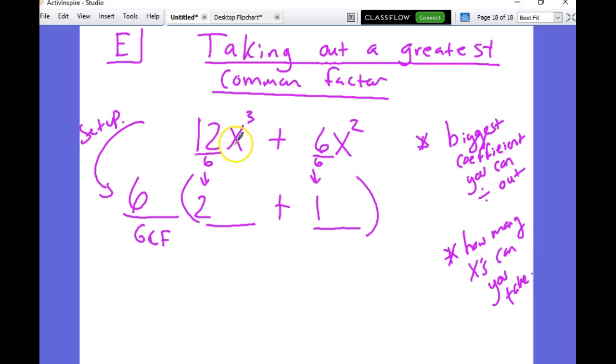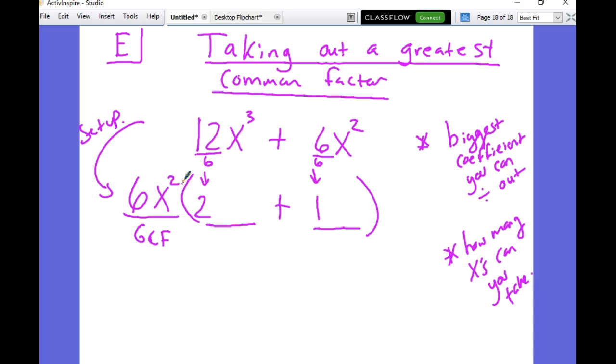How many x's can this guy give? 3. How many can this give? 2. But you can only take out what they have in common. They both have at least 2. So you're only allowed to take out 2. So I'm going to put x squared out here.